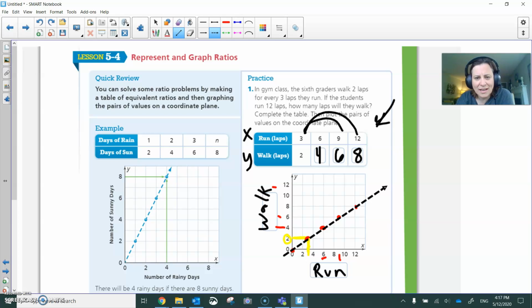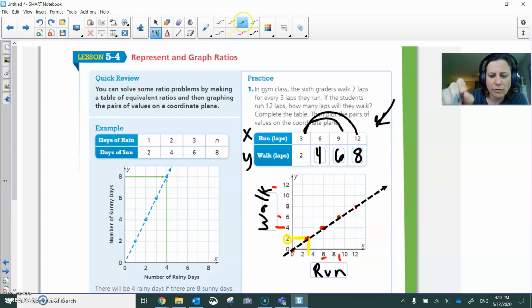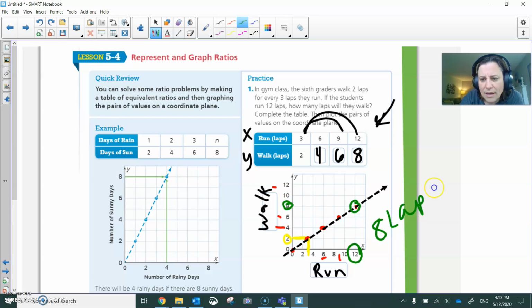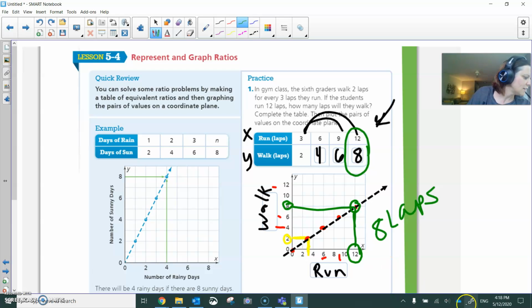And what's the question they ask? If the students run 12 laps, how many laps would they walk? And the answer is 8 laps. And you can see it up here, but you can also see it down here on this graph. They will walk 8 laps.